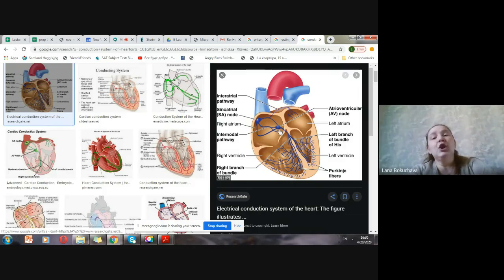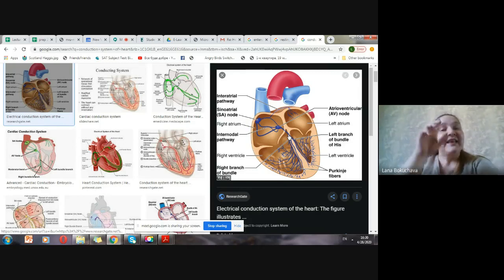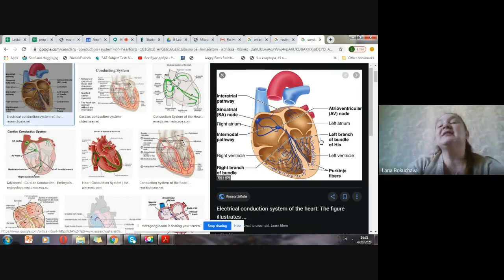the action potential goes through the other part of the conductive system. This is the atrioventricular node, and this is the AV bundle, or atrioventricular bundle, also known as the bundle of His, H-I-S. Then the bundle is subdivided into two parts, one right and one left, one entering the right ventricle and one entering the left ventricle. That's why we say left bundle branch and right bundle branch, LBB and RBB.